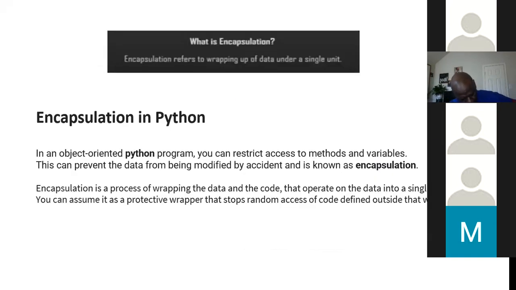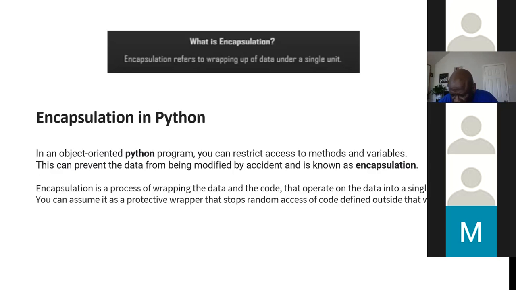I'll move on to the next slide so we can see what encapsulation is. It refers to the wrapping up of data under a single unit. And then in an object-oriented Python program, you can restrict access to methods and variables. And why do we do this? This can prevent the data from being modified by accident, and this is what is known as encapsulation. Simply put, encapsulation is the process of wrapping the data and code that operate on the data into a single entity. So you can assume that it is a protective wrapper that stops random access of code defined outside that wrapper.